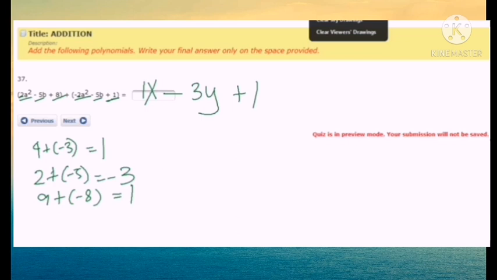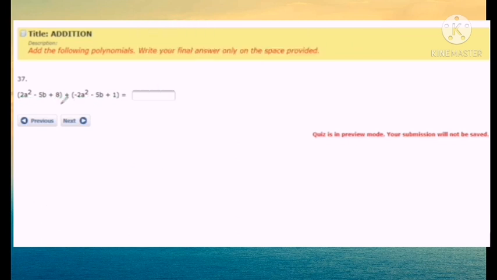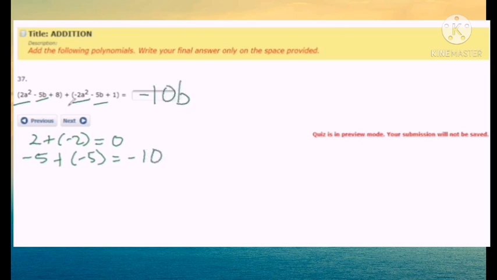Number 37. So we have 2a squared and -2a squared are similar. So 2 plus -2 is already 0. So I do not need to write a squared anymore. -5b and -5b are also similar. So -5 plus -5 is equal to -10. So I will write -10b. And then 8 and 1 are both constant terms. So we have 8 plus 1 is simply 9. So plus 9.